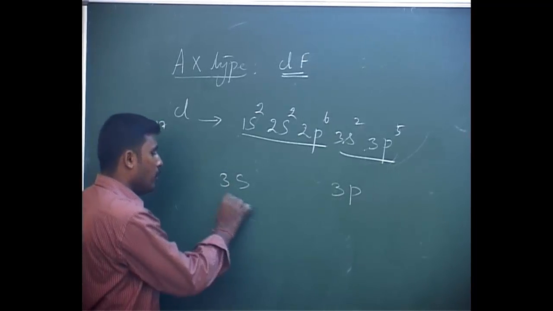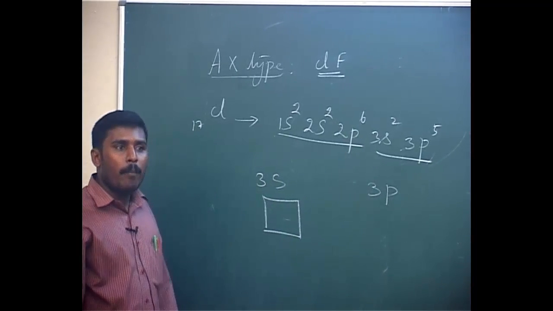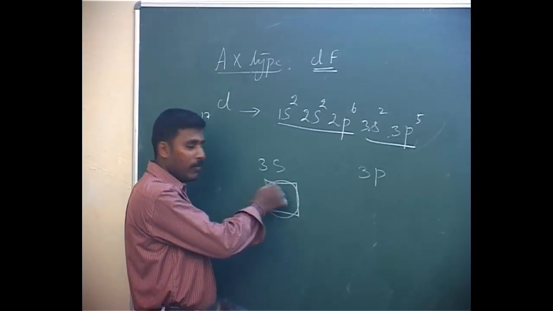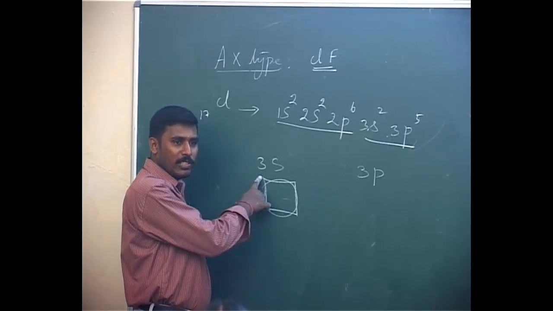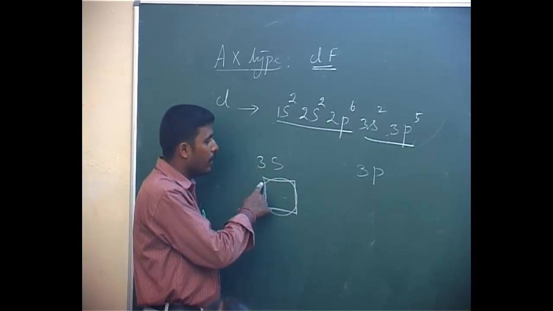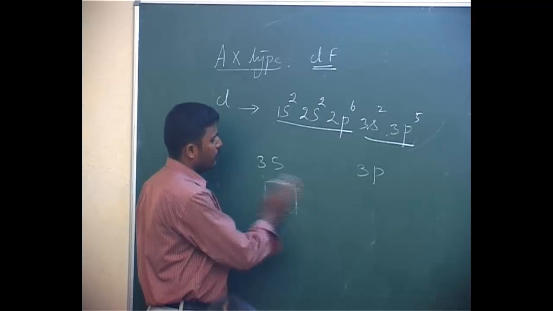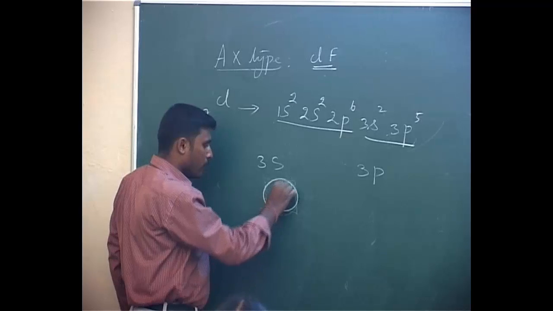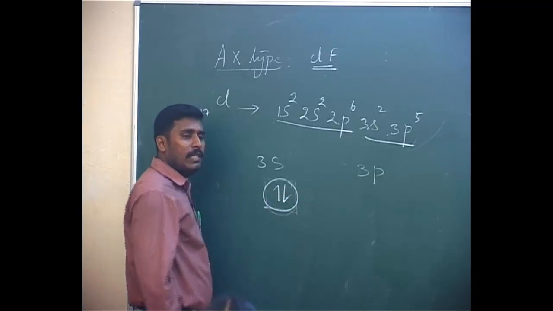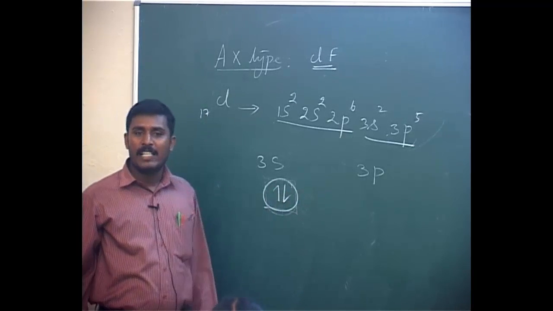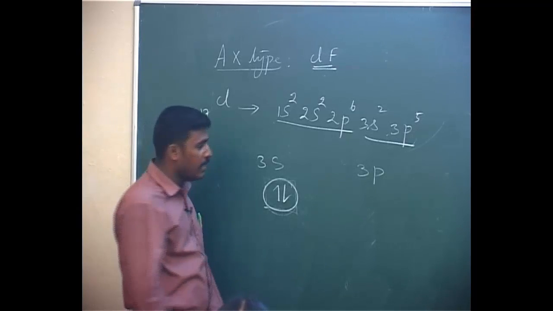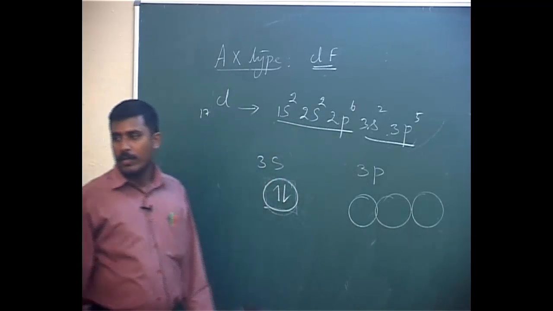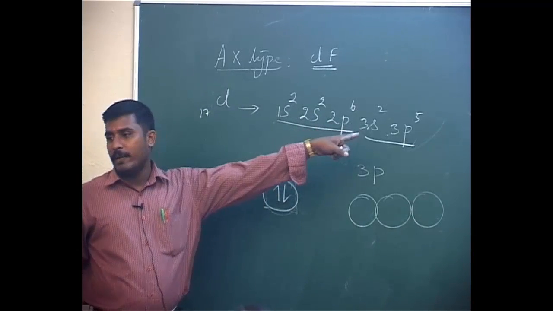3s is a single orbital, but your textbook gives one circle, don't be afraid of that. In the s orbital, how many electrons do you have? 2 electrons. P splits into 3 types, x, y, z: x orbital, y orbital, z orbital. How many electrons do you have already?